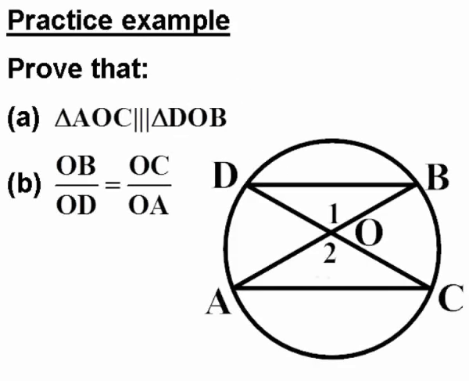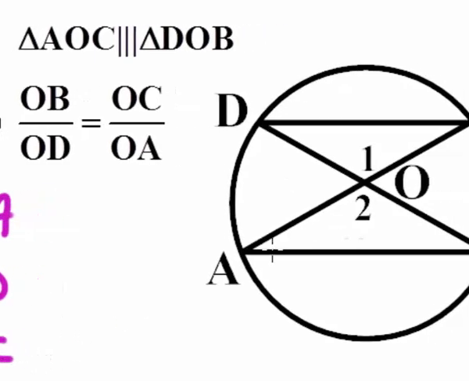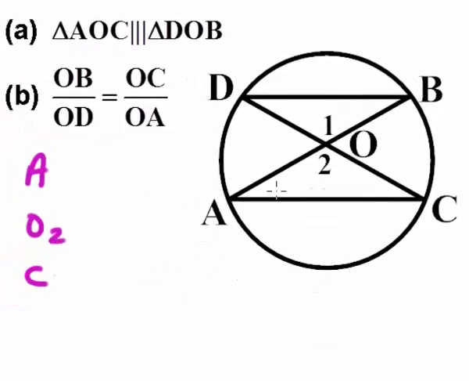Okay, well, let's have a look. What have we got to prove? We've got to prove that triangle AO2C, so let's write it down, AO2C, and then we've also got the other one, triangle DO1B. Okay, look at that, D, O1 and B. Now we've got to prove that these angles are all equal.